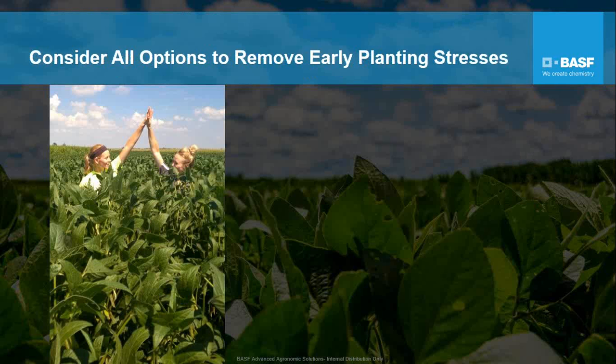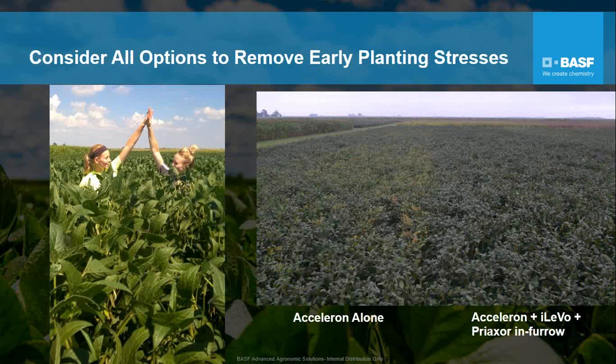So, we've talked a little bit about early planting and the value that can come from that, but obviously there are also a lot of stresses we have to deal with in earlier plantings. One of those, especially if you're on the western side of the state or over in eastern Iowa, is sudden death syndrome. That's one that's really been a challenge. And so we have to look at options to help manage some of those stresses.